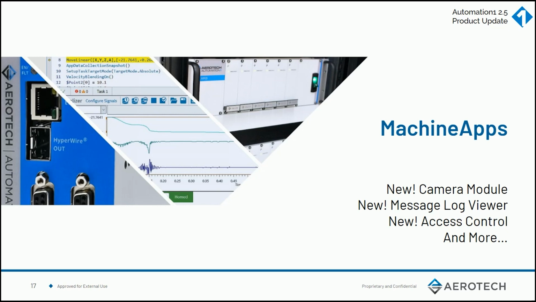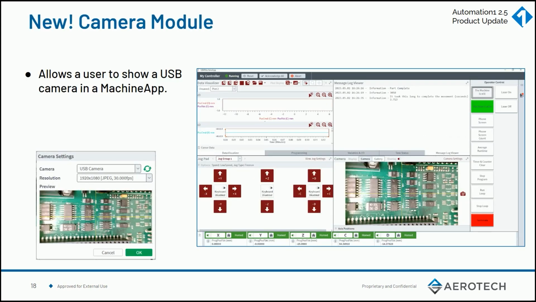First, a new MachineApps camera module. This is our first swing at the plate, as they say in the US in a baseball analogy, which allows users to show a USB camera in a machine app. This is something that we're looking for customer feedback on. What type of cameras are you using? What types of things do you do with vision systems? We're going to keep building upon this and hearing your feedback, all right?